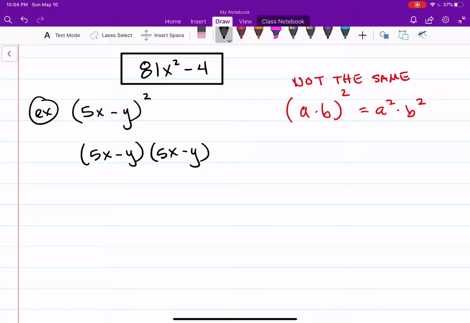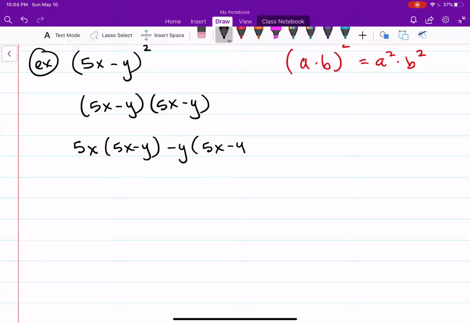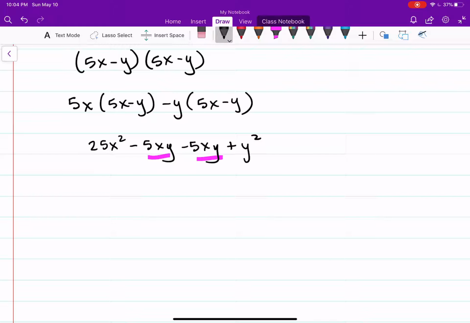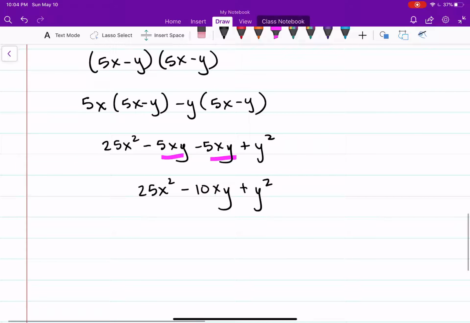Then it's a binomial times a binomial, so I have to double distribute. So what I'll get is 25x squared minus 5xy minus 5xy plus y squared. I have like terms, so I'm going to get 25x squared minus 10xy plus y squared. And that would be my answer.